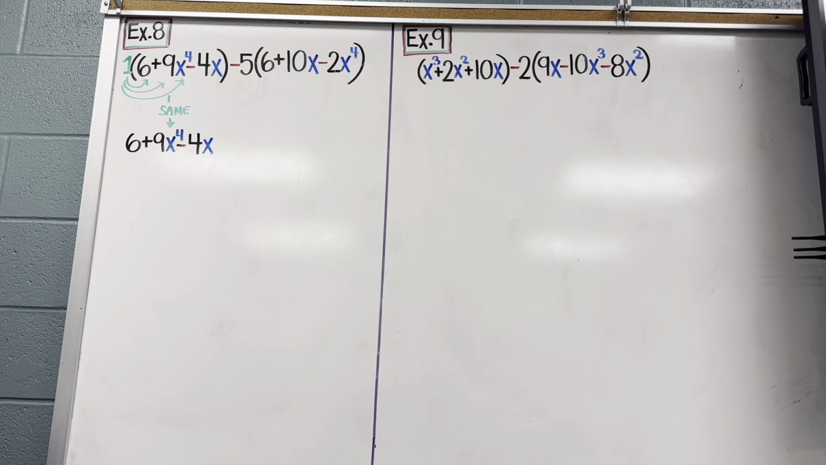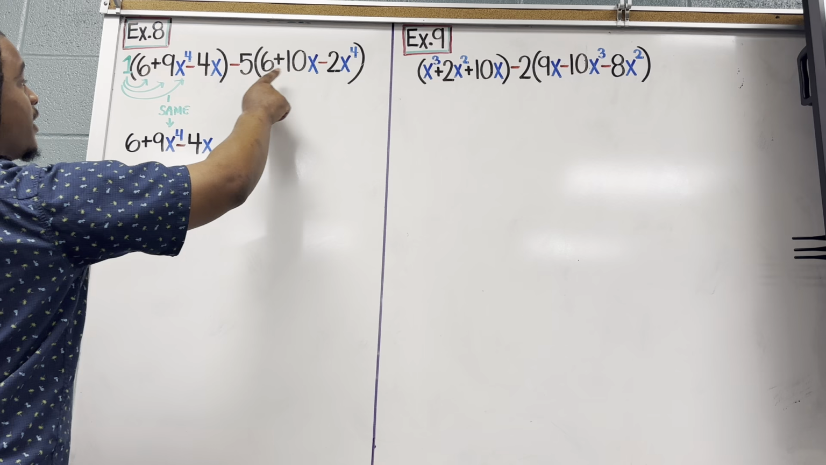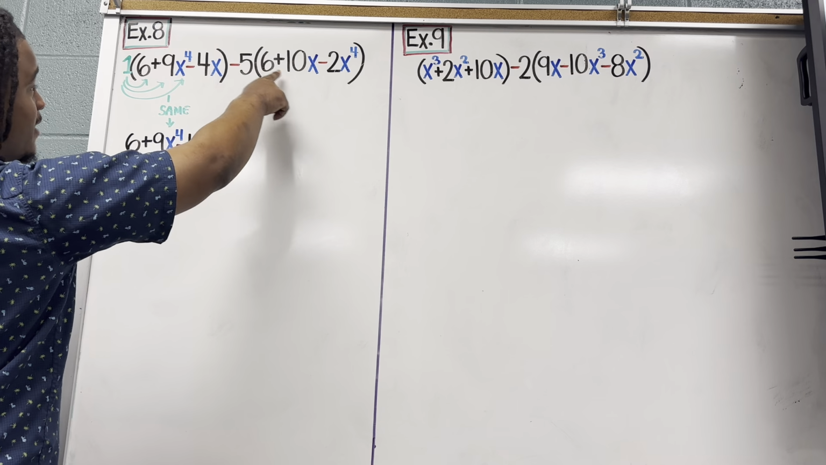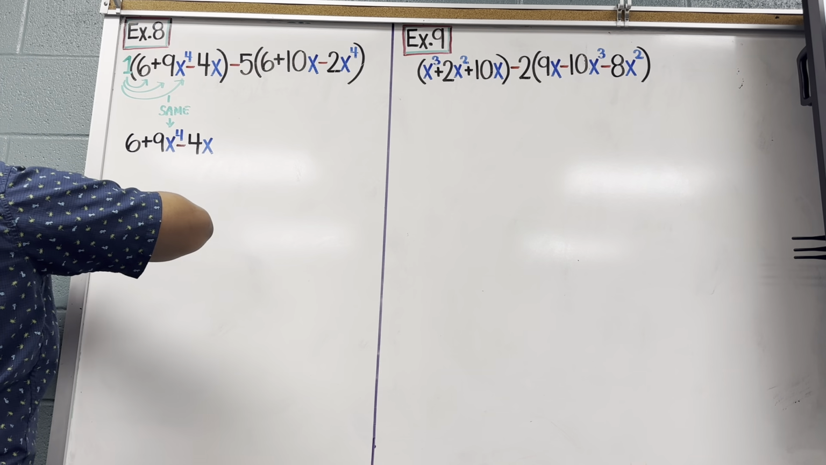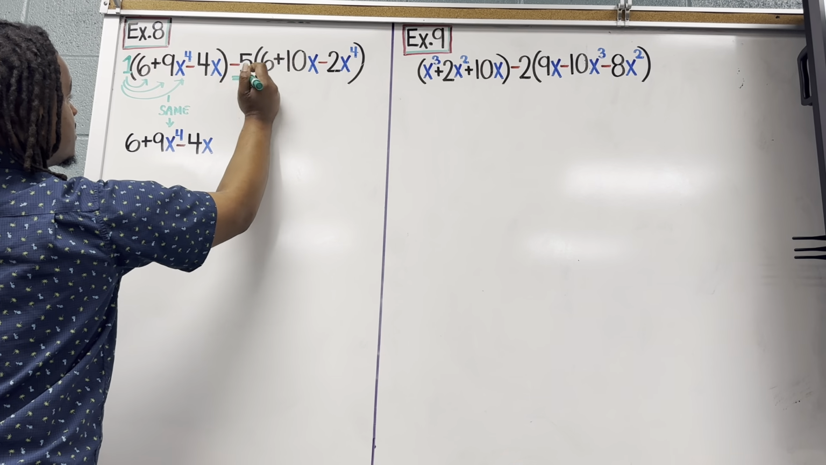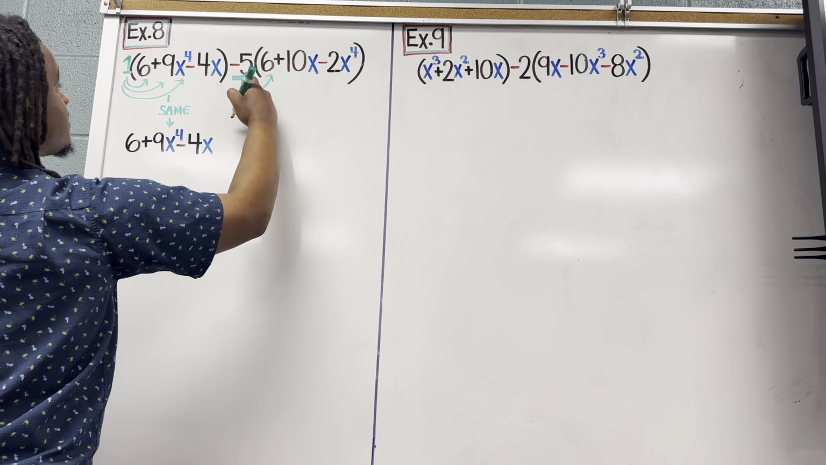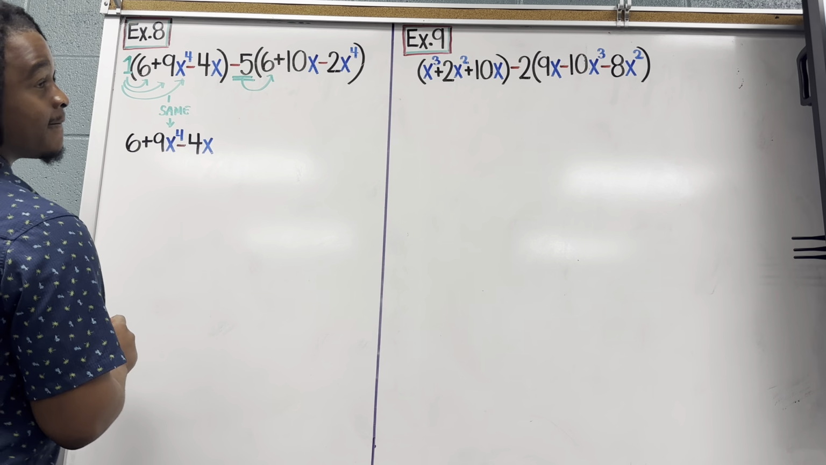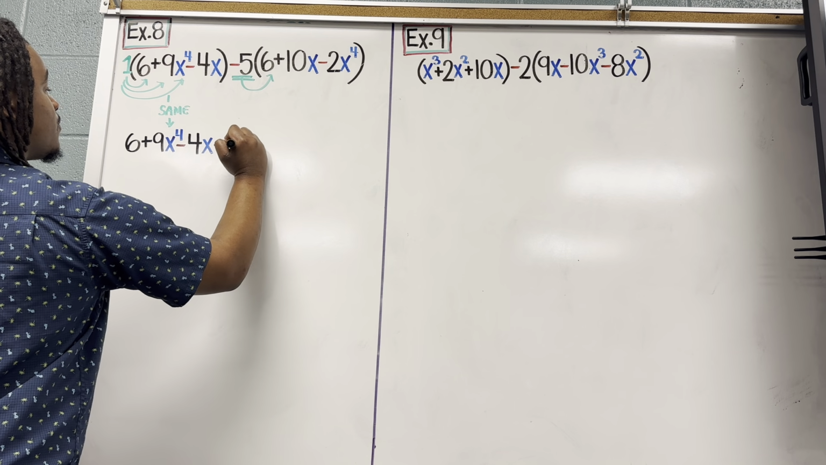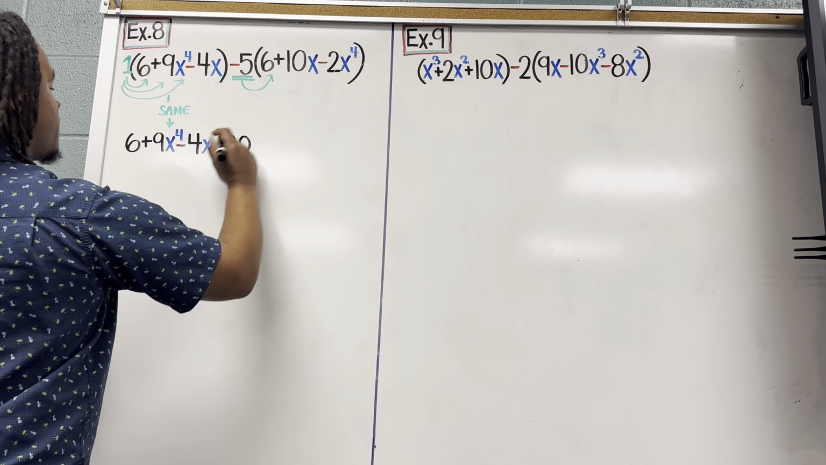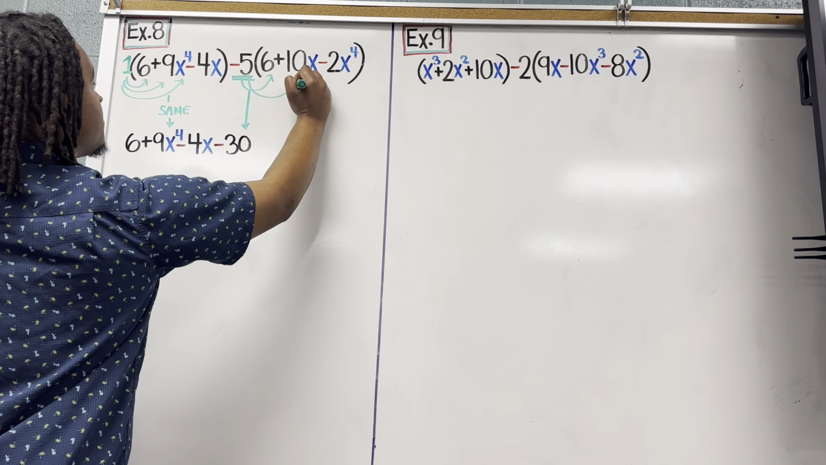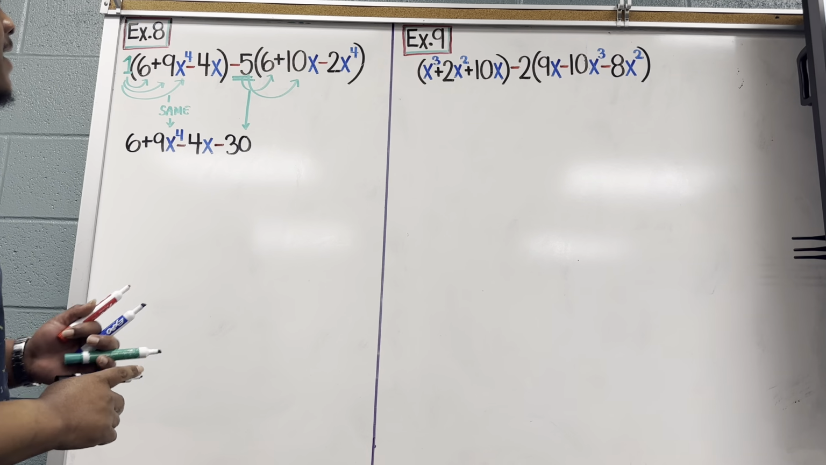Now it's time to go to the second parentheses. If you notice, there's an actual number attached on the outside, which is negative 5. So I'm going to multiply everything inside the second parentheses by this negative 5. Negative 5 times 6 is negative 30. Negative 5 times 10x is negative 50x.